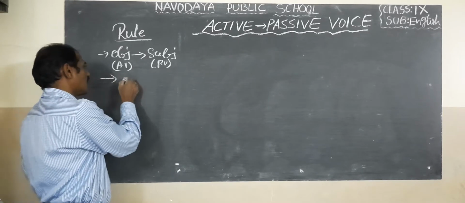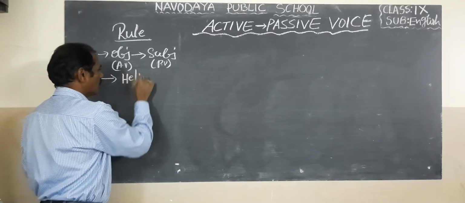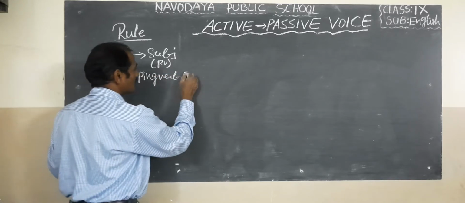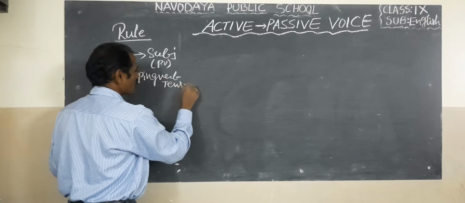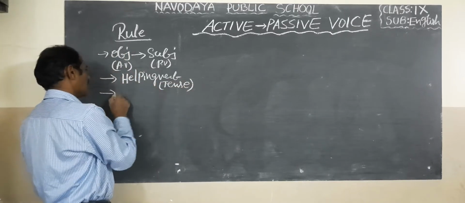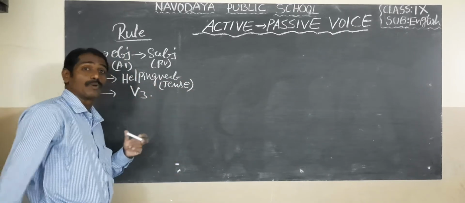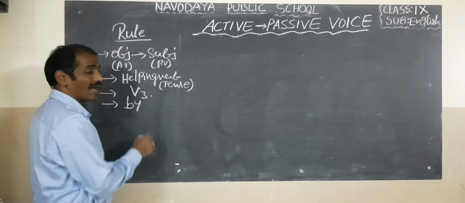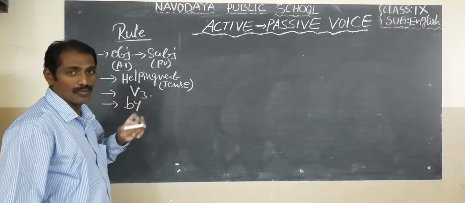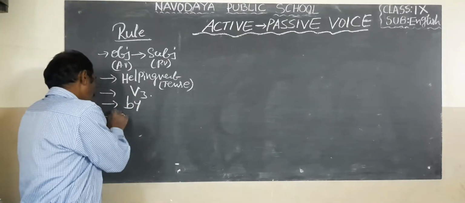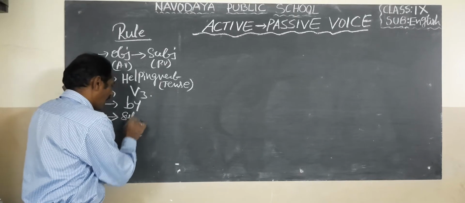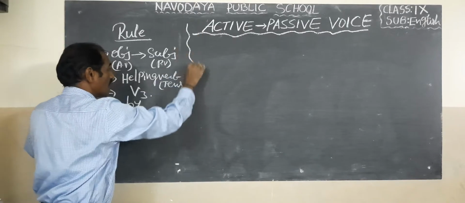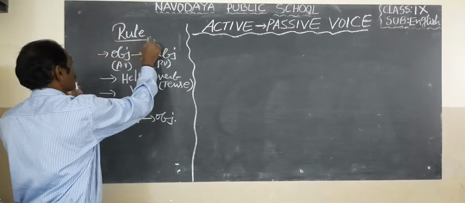The next rule is the helping verb. The helping verb or be form is based on the tense. The third one is V3, the past participle of the verb. The fourth one is the preposition by, the doer or agent. The fifth one is the subject becomes the object. So here are five rules.